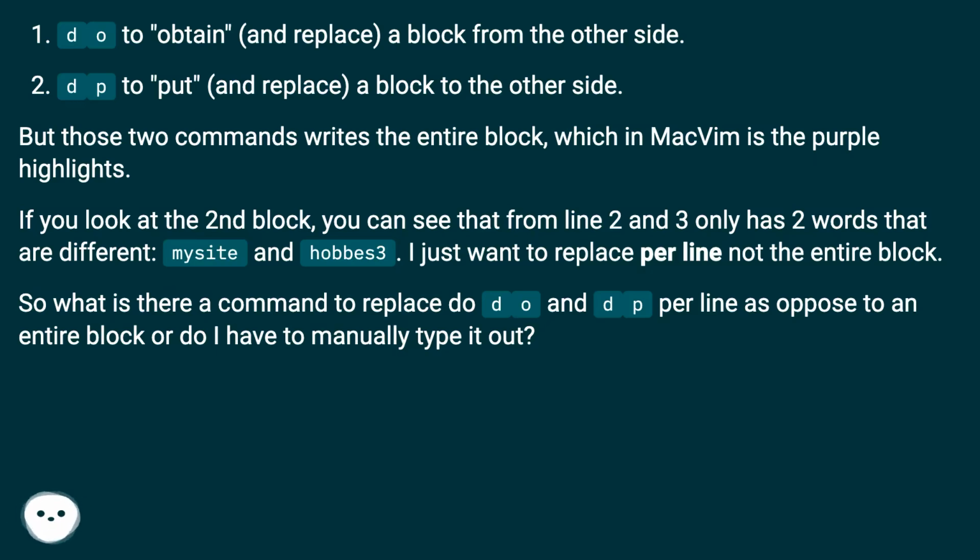If you look at the second block, you can see that lines 2 and 3 only have two words that are different, visit and Hobbs 3. I just want to replace per line, not the entire block. So is there a command to do do and dp per line as opposed to an entire block, or do I have to manually type it out?